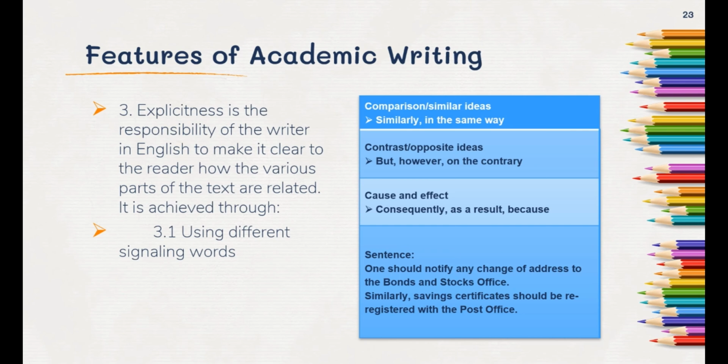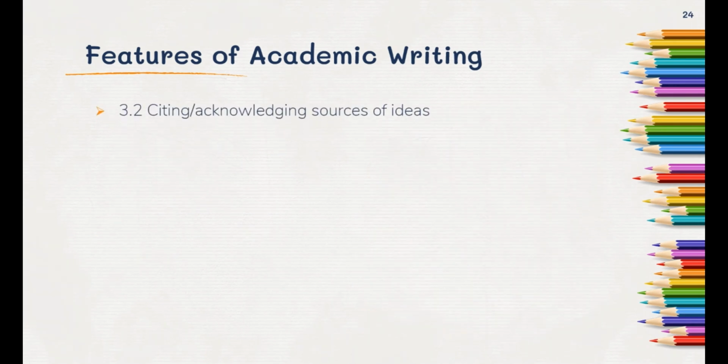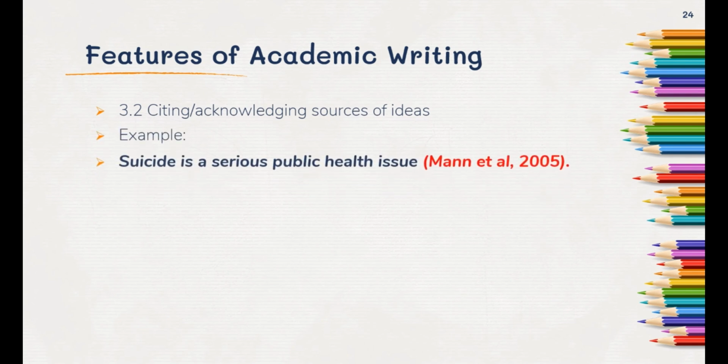The second way to show explicitness is by citing or acknowledging sources of ideas. For example, suicide is a serious public health issue. From Mann et al. 2005. The words in red indicate that you've taken this statement from a book authored by Mann and others that was published in 2005. It's important that you cite your sources to avoid plagiarism or the crime of copying what is not yours. Next feature in academic writing is caution.